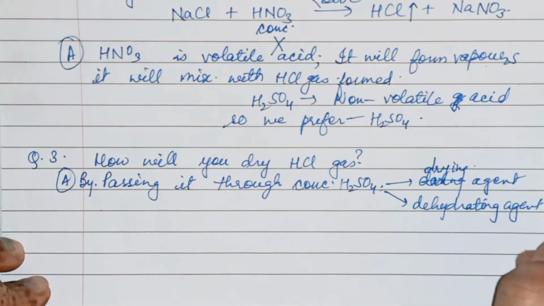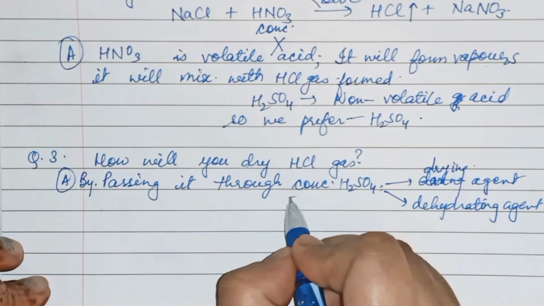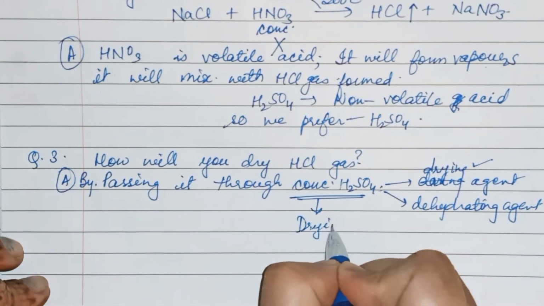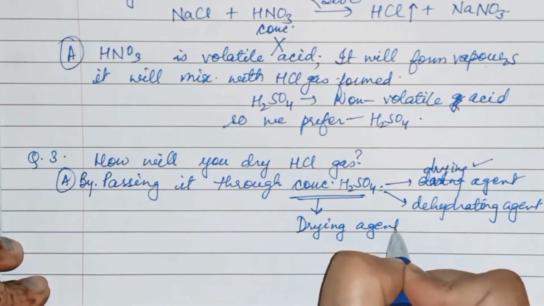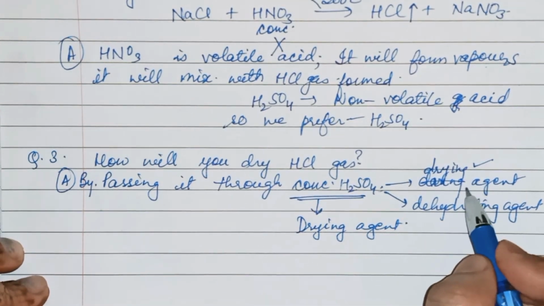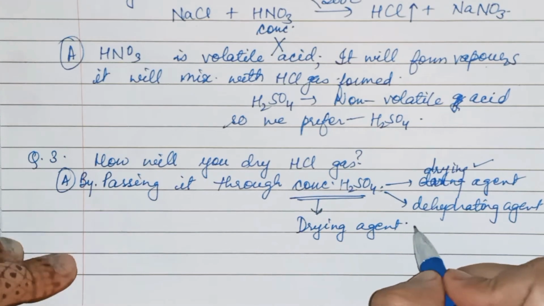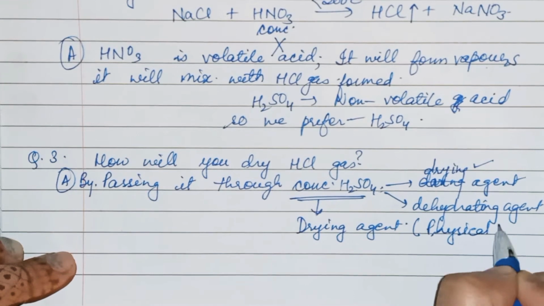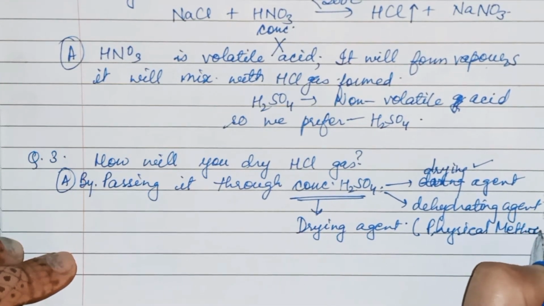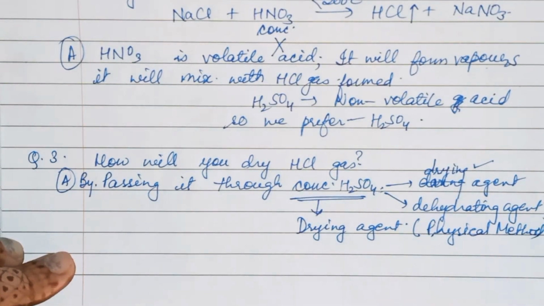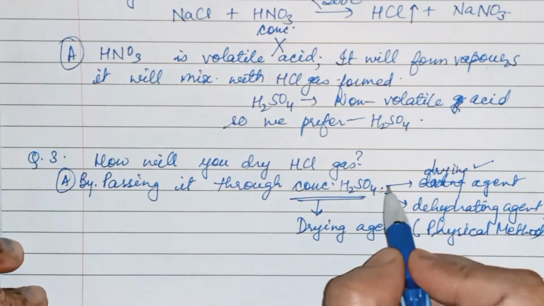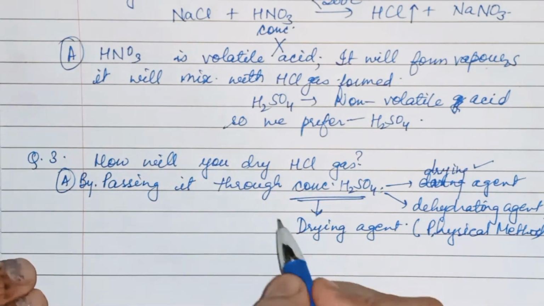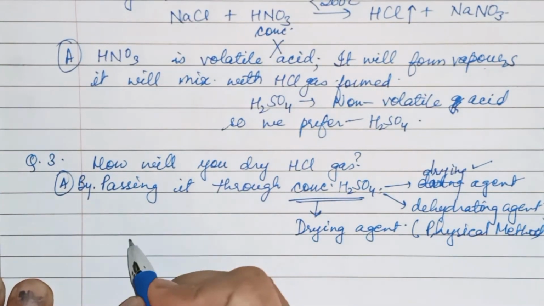Okay, what does it mean? Drying agent means here H2SO4 is acting like a drying agent. Drying agents are the substances which will remove water from the compound by physical method only. Okay, physical method, on heating like that. But H2SO4 is acting like a dehydrating agent also, but not here. I will tell you where it is acting like a dehydrating agent.